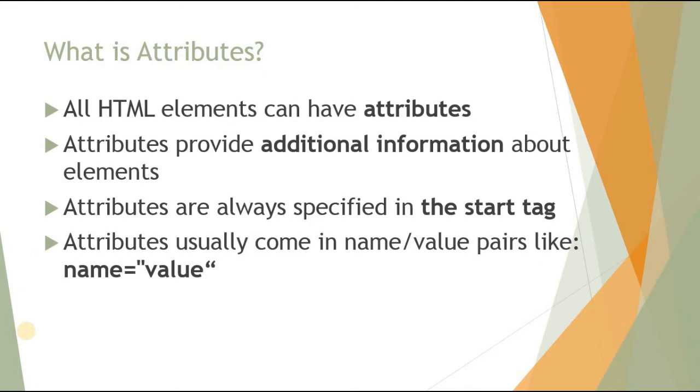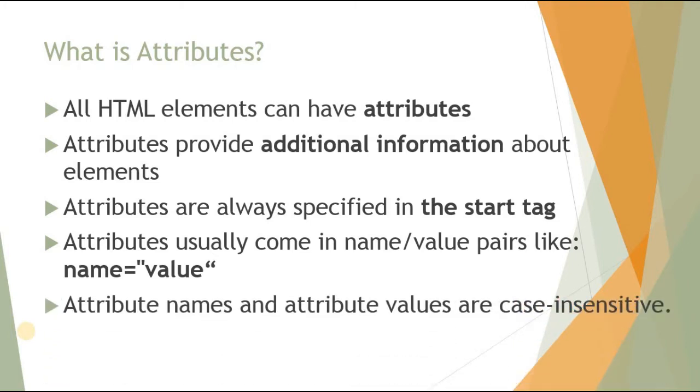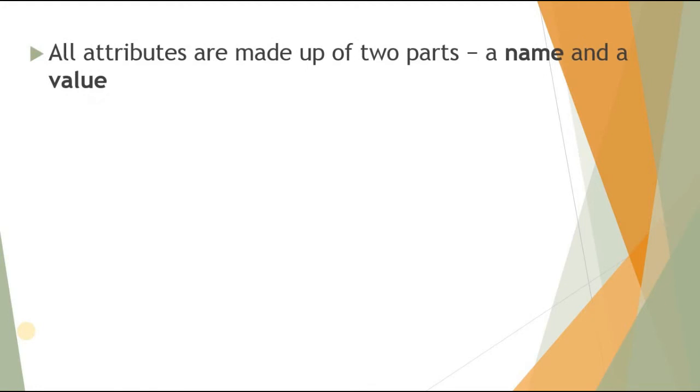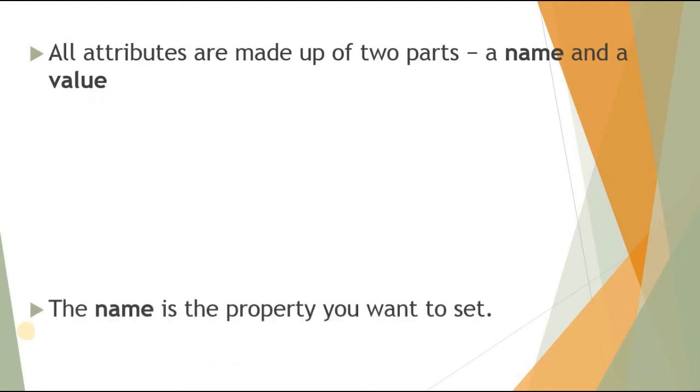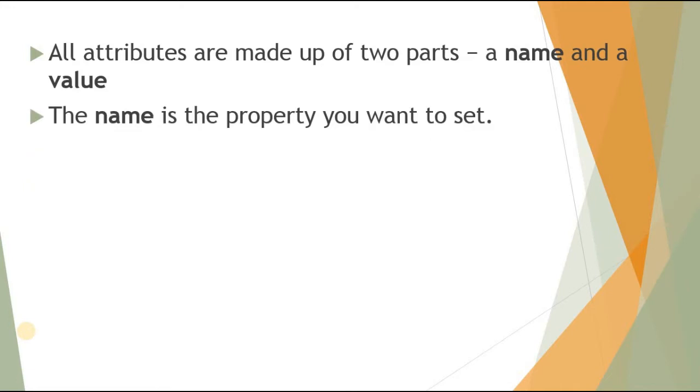Attributes usually come in name and value pairs, like name is equal to value. Like these, attributes can be declared with the elements. Attribute names and attribute values are case insensitive. All attributes are made up of two parts, a name and a value. The name is a property you want to set.